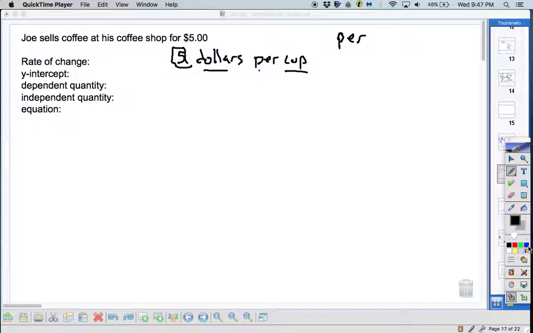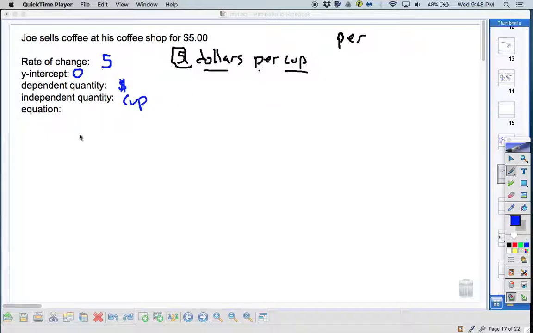So we should be able to go over here now and write it. Our rate of change right here was 5. We have to decide if it's positive or negative. Well, if we're selling coffee, that means we're going to be making more and more money, so this number is going up, so it's going to be positive. The y-intercept doesn't say we started with any coffee sold, so we're going to assume that it's 0. Dependent is always the first one, so dependent is dollars. I'm going to use the dollar symbol. Independent is the one after here. It's going to be cups of coffee.